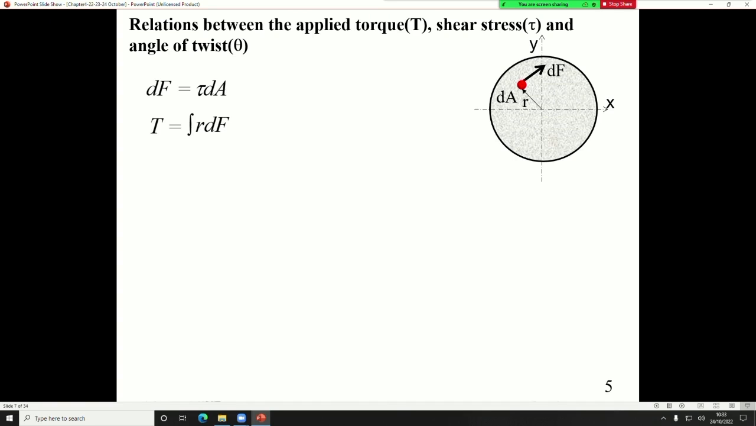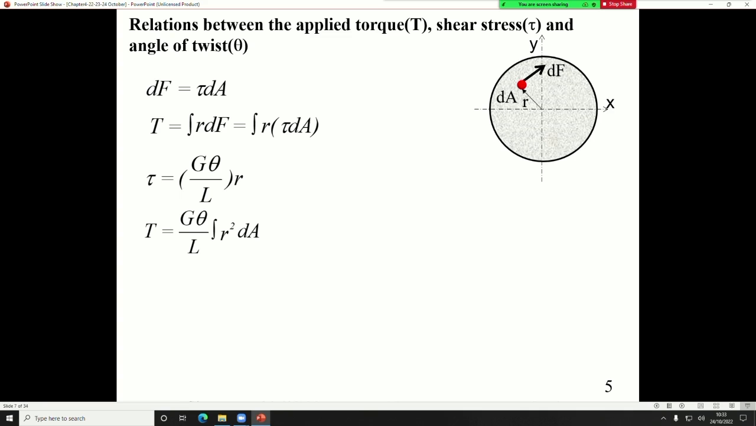So what you see on the right hand side is the resisting torque from the material. What you see on the left hand side is the torque applied. Now, I showed you dF is equal to tau times dA, so I just substitute in this equation. And on the other hand, tau is equal to G theta over L multiplied by R, so I substitute that in as well. So we have the torque applied, which is equal to G theta over L, double integral of R squared dA.